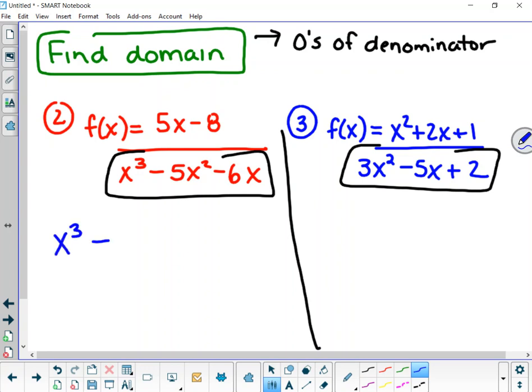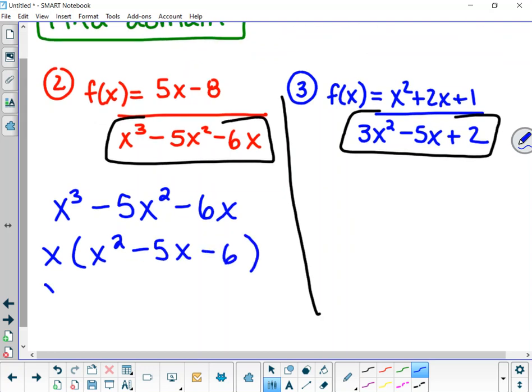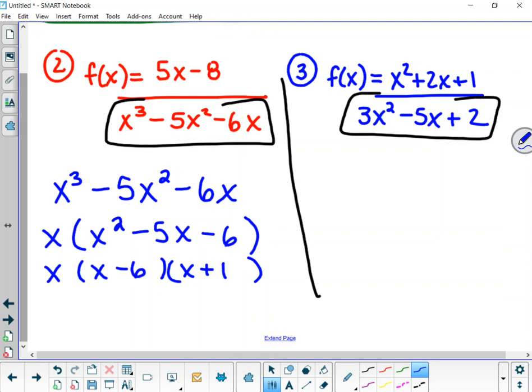So checking out x cubed minus 5x squared minus 6x. Factoring out an x. And then the remaining quadratic with a minus 6 and a plus 1. So x equals 0, x equals 6, x equals -1 are the zeros of the denominator.